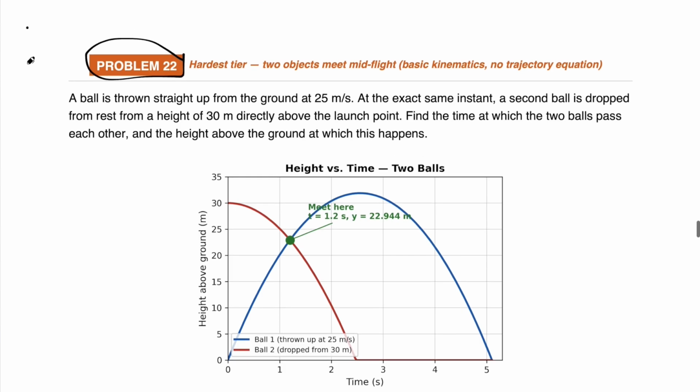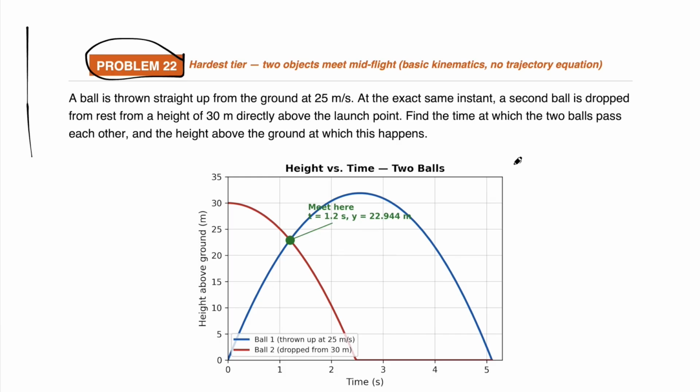This one we can do. A ball is thrown straight up from the ground at 25 meters per second. At the exact same instant, a second ball is dropped from rest from a height of 30 meters directly above the launch point. Find the time at which the two balls pass each other and the height above the ground at which that happens. So, you're kind of given the answers here, right? But if you want to know how to do it, because you won't be given the answers in the test, obviously, then follow along with me.